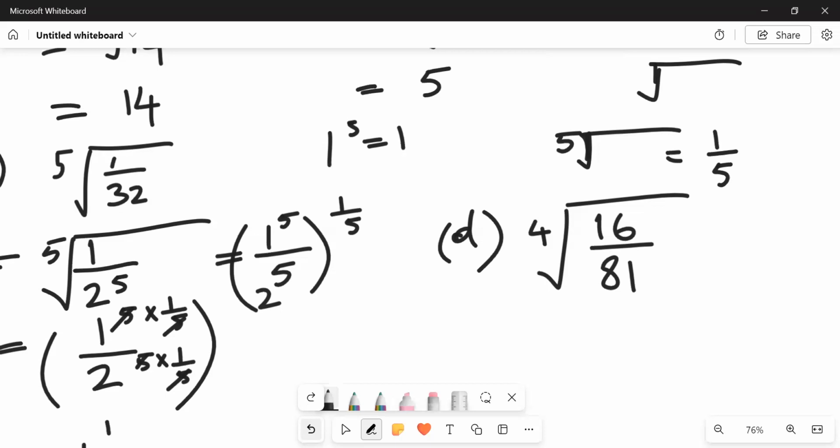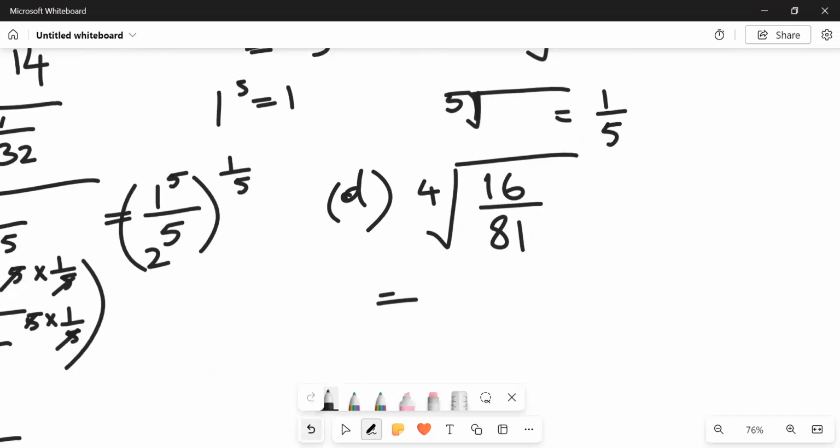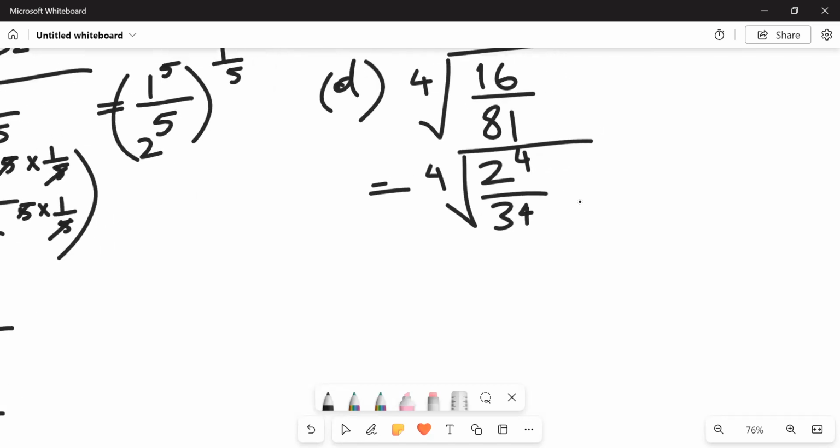Like here in the D part, we have the fourth root. Now this can be written as 2 power 4 and 3 power 4. So this is the fourth root, and fourth root means 1 over 4. So this internal 4 and this 4 and the cube root can be cancelled with each other. So it will be 2 over 3.